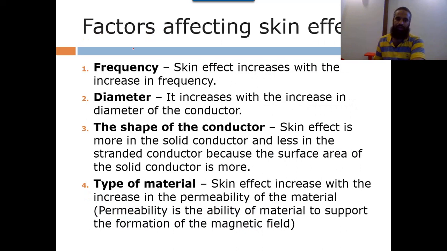The factors which affect the skin effect include the frequency. Due to the increase in frequency, the skin effect also increases. Similarly, the diameter.